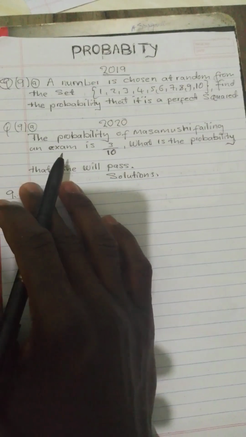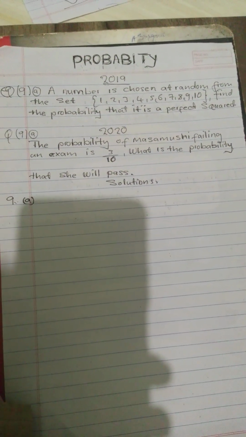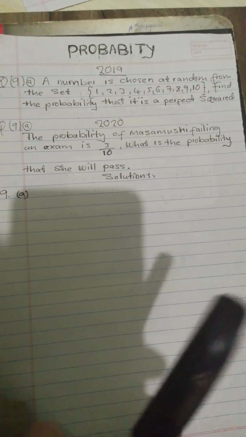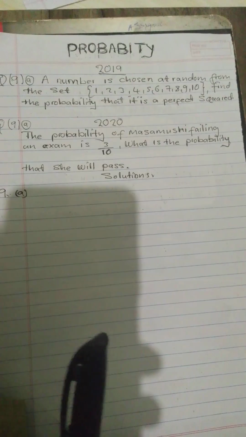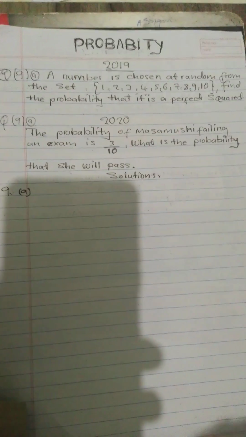So today we just want to look at these two questions which came under probability. Probability is one of the questions which usually comes each and every year in a past paper, in both paper 2 and paper 1. So let's look at these questions.